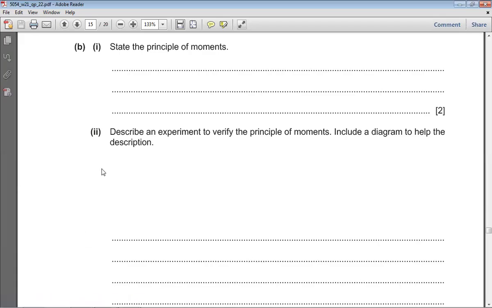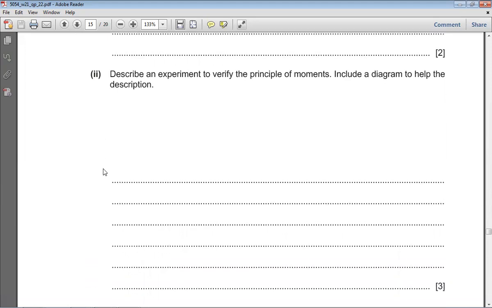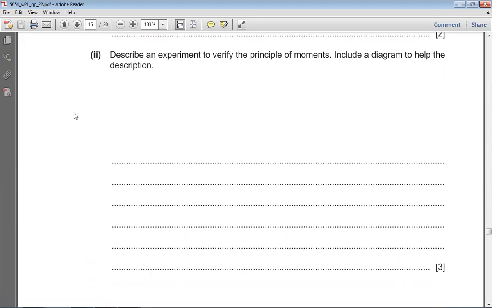So that was question number 8B first part. Now question number 8B second part. Describe an experiment to verify the principle of moments. Include a diagram to help the description. You remember in your book Physics Matters, in the topic of moments, the turning effect of the force, we have that article. You can write that article. It's a 3-mark question.